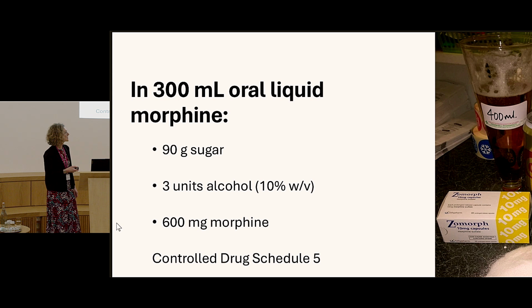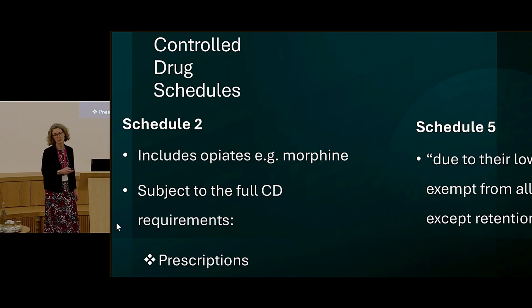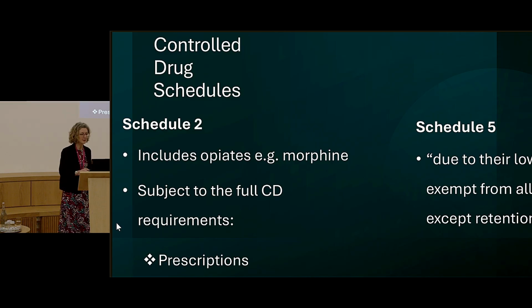So if you wanted to prescribe 600 milligrams of morphine or 60 Zomorph capsules, that would be a Schedule 2. But in oral liquid morphine, it's a Schedule 5, which makes absolutely no sense to me. So I think there's something there about wonky scheduling.